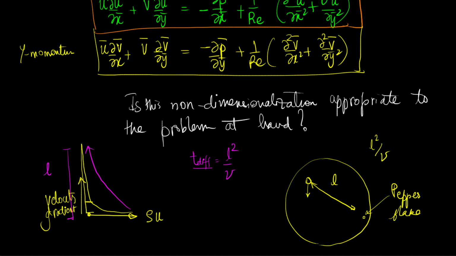Actually, it is better to do this experiment in a large plastic container so that the walls do not create an additional flow. Large meaning the container dimension should be much larger than this distance. So this is the container, this is the broomstick, this is the particle.